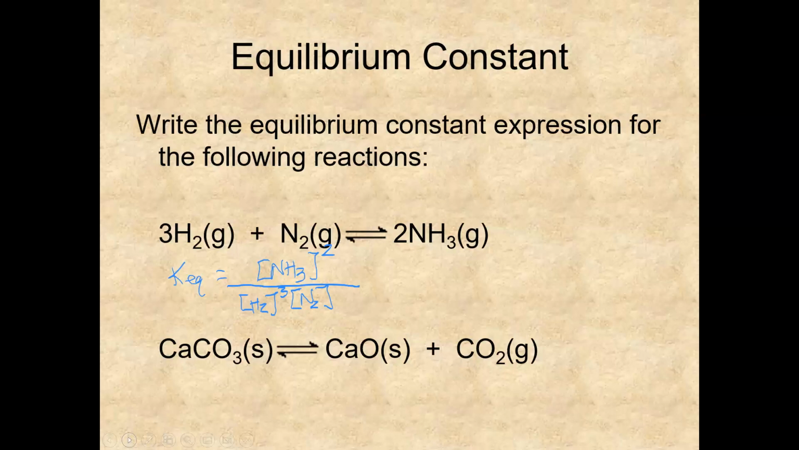This one can be kind of tricky because notice that calcium carbonate is a solid and calcium oxide is a solid. Therefore, they will not show up in our equilibrium expression. So we have our product that is not crossed out up on top, which is going to be carbon dioxide. That does not have a coefficient, so it does not have an exponent. Everything else in the equation is x'd out. So there is nothing else that goes in that equilibrium expression for this problem.